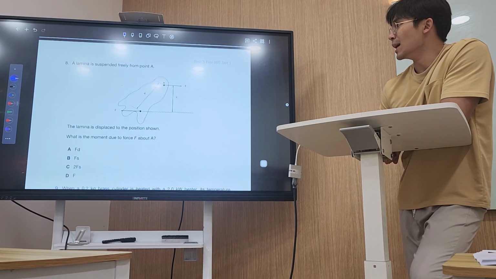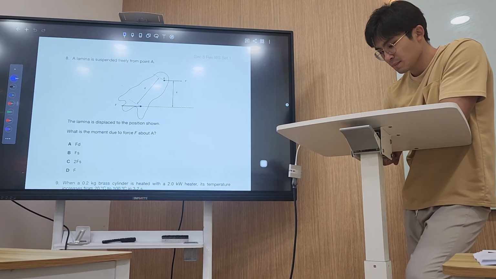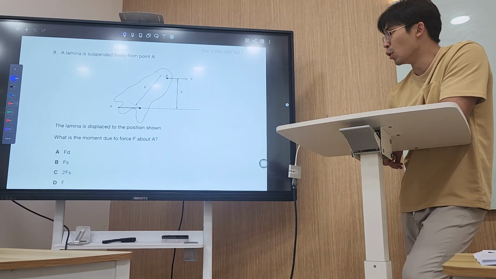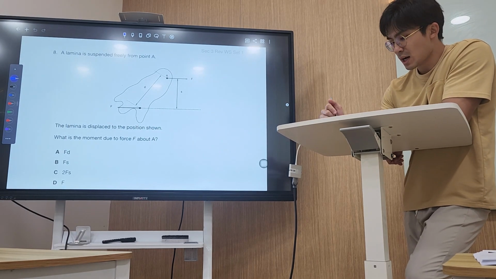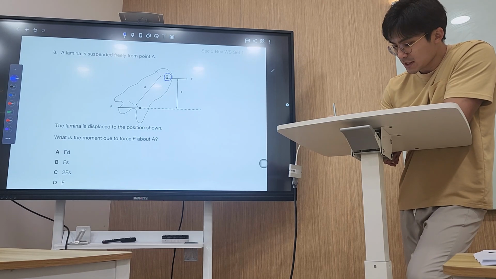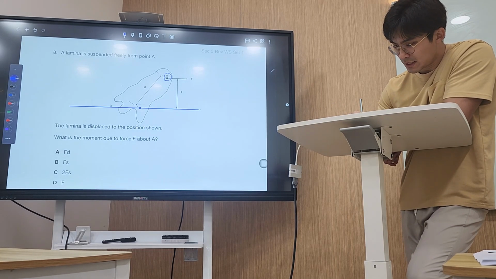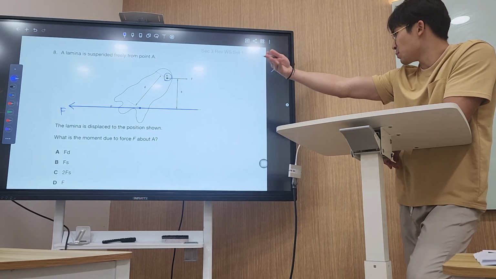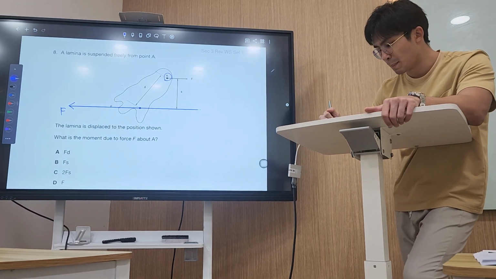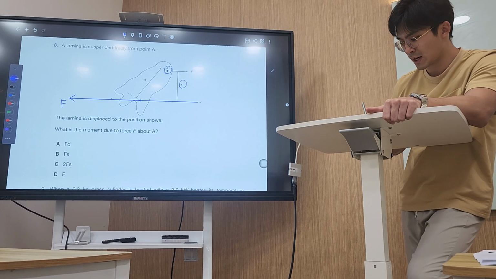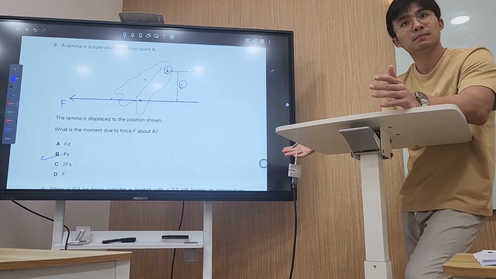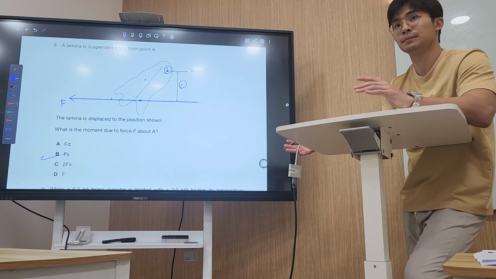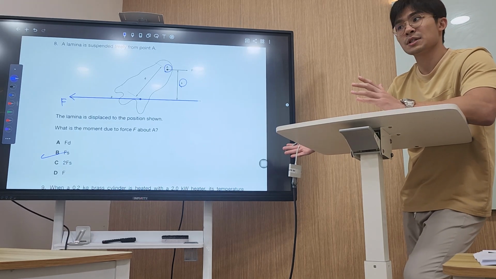Next, a lamina is suspended freely from point A. You are displacing it to a certain position. What is the moment due to force F about point A? Force F acts along this horizontal line here. In an exam, don't be afraid to just draw it over, it's the same. Your perpendicular distance is S, so your answer is B. Easy? Force times perpendicular distance. Jaden? You get it? Good. Are you okay, question 8?